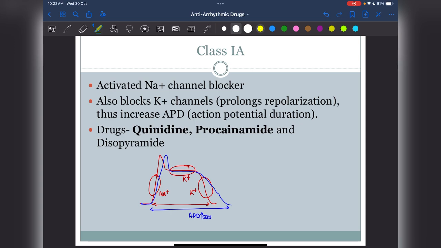Next, we come to drugs. I have highlighted drugs in each of the sections. I have highlighted the drugs which are much more important and much more popular in step exams, as well as much more likely to be asked in your med school exams. Drugs like quinidine, procainamide, and disopyramide. You have to remember quinidine and procainamide. We are going to have an in-depth discussion about these.